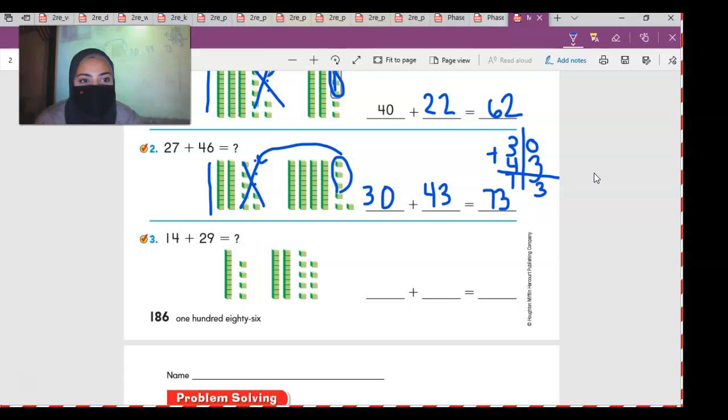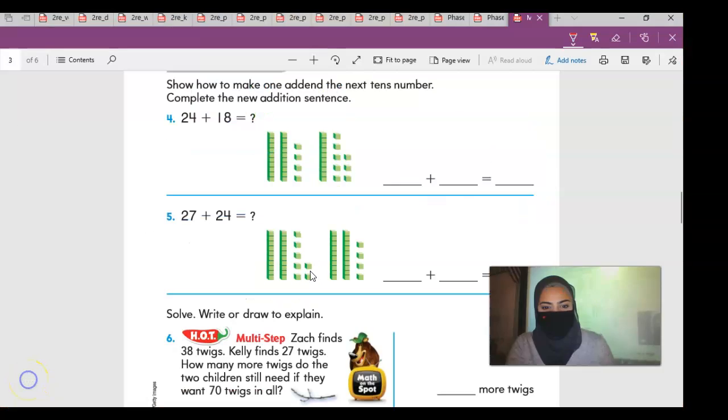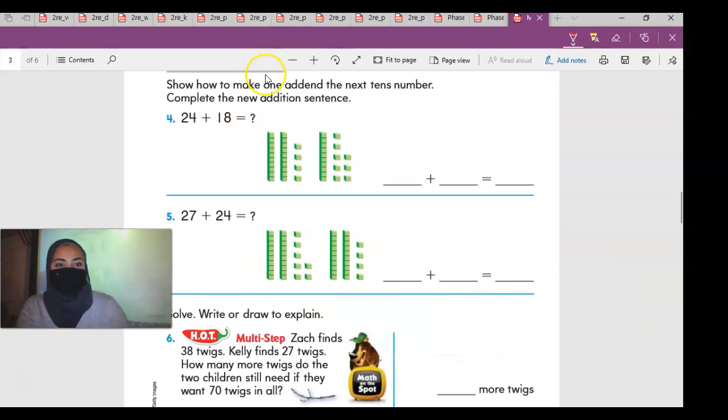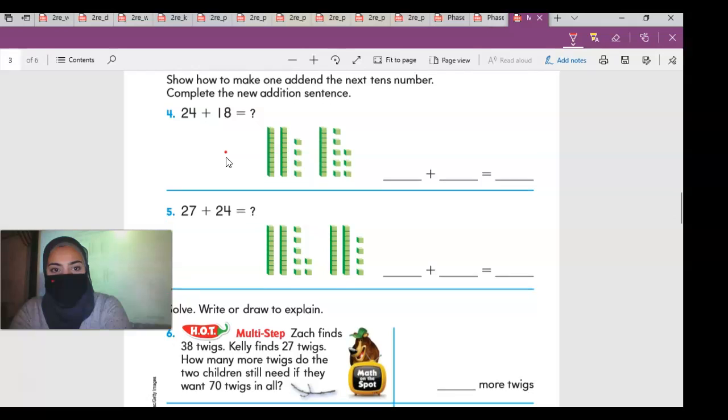All right. I'm going to give you a minute to try to do number 3 by yourself. Onliners, do number 3 by yourself. I'll come back to you in just a second. Okay, moving on. Let's look at number 4. It says, show how to make one add-in in the 10s. Same thing we've been doing. Complete the new addition sentence.